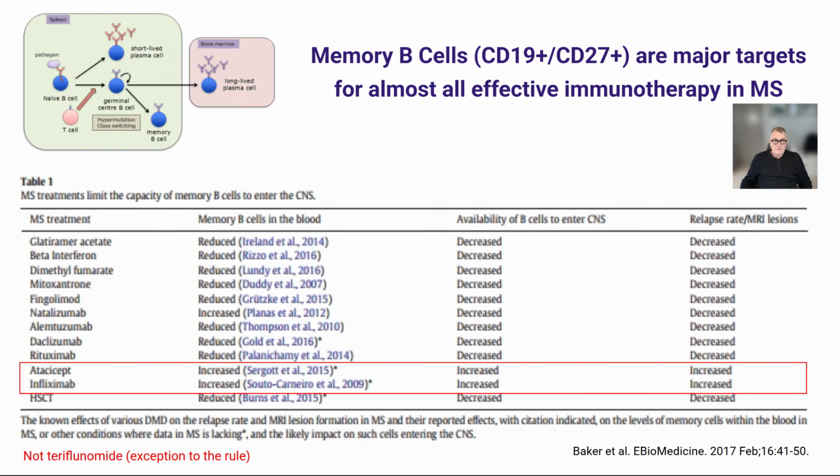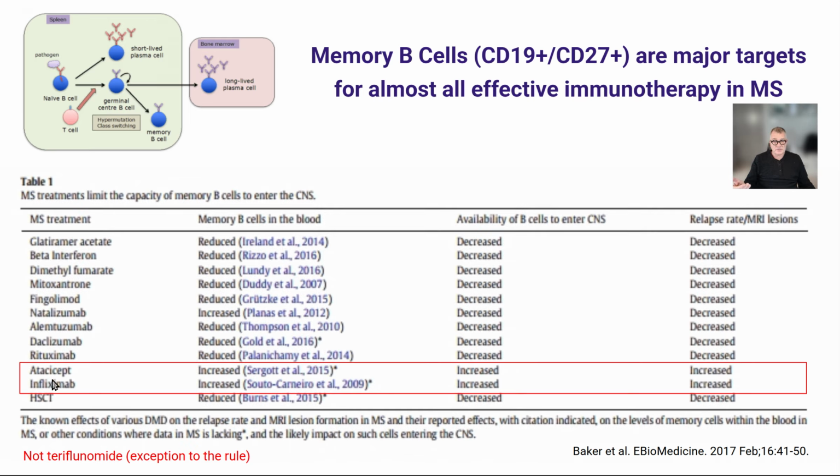This is work done by my colleague, David Baker. When we actually analyzed the licensed disease-modifying therapies, we found that they all had an impact on the memory B-cell compartment, either reducing them or blocking their trafficking. And the exception being teriflunomide. Teriflunomide doesn't seem to have a major impact on the number of memory B cells in the periphery.